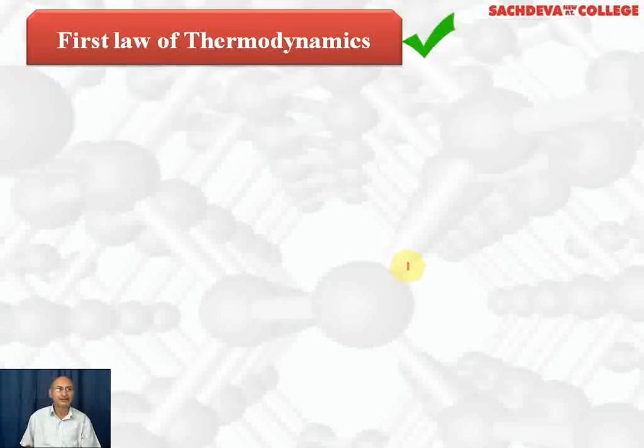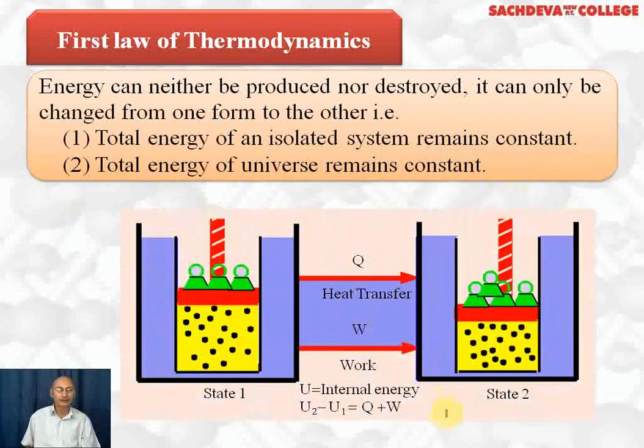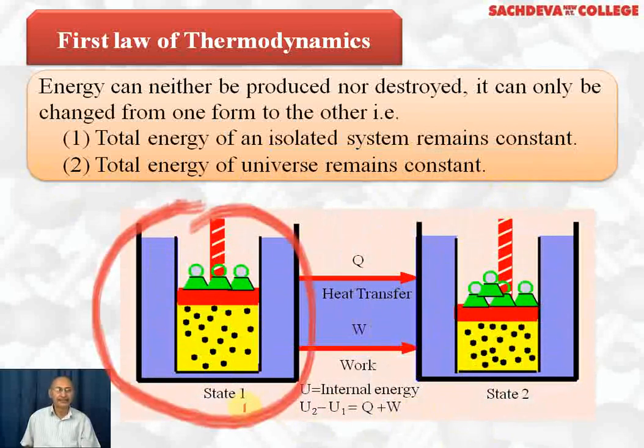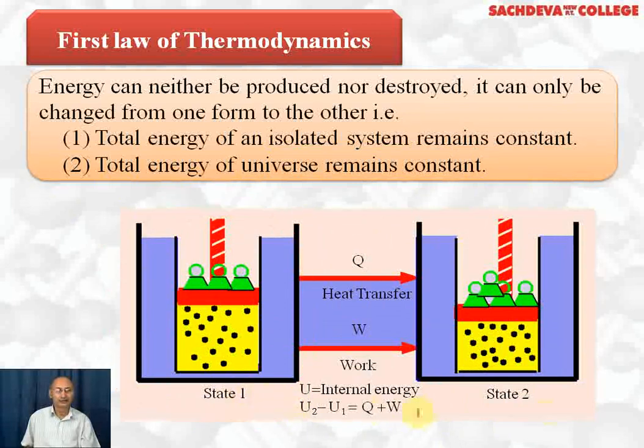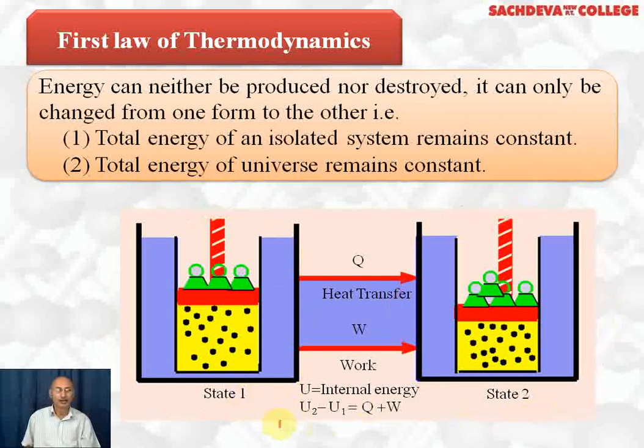Let's take our first law of thermodynamics. Energy can neither be produced, that is created, nor destroyed. It can be changed from one form to another. The total energy of an isolated system remains constant, and total energy of the universe also remains constant. This we have shown with the help of a diagram. This is the initial state where internal energy is U1. This is the final state where internal energy is U2, and U2 minus U1 is delta U, that is change in internal energy.